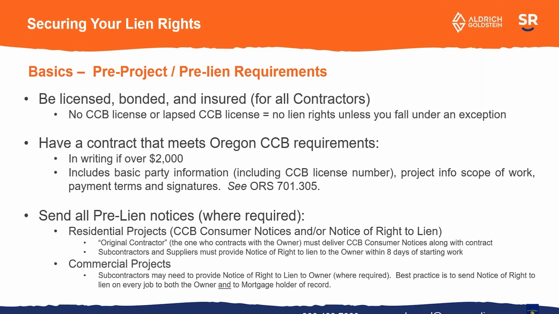You also have to have a contract that meets Oregon CCB requirements. So that means it needs to be in writing if the value of the work is over $2,000. If you go to the OregonCCB.gov website, they will have a sample contract that includes all the information that you need under the law: the basic party information, your CCB license number, scope of work, payment terms, and then of course some way to sign it or show that you have an agreement between each other.